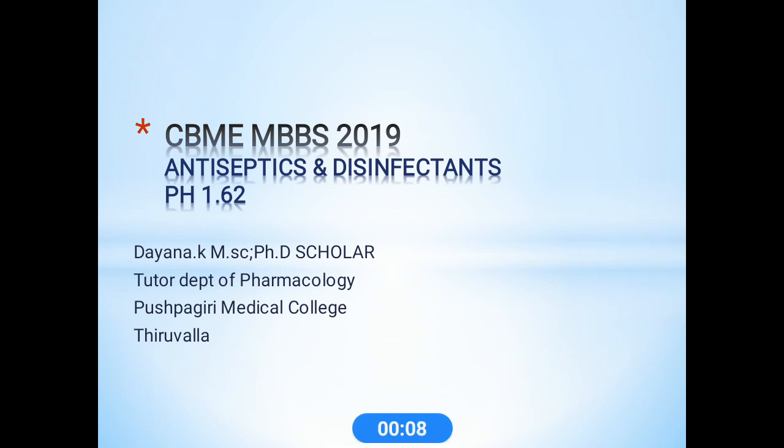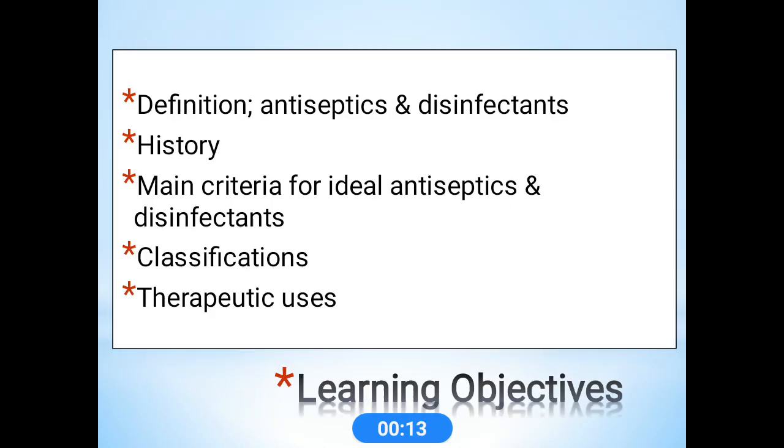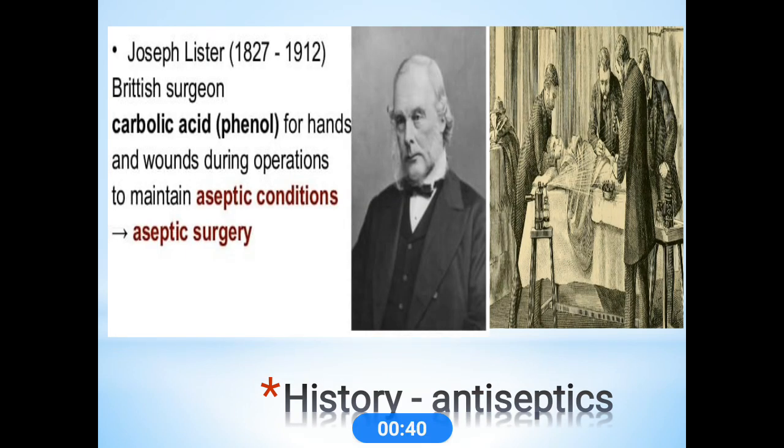This topic is included in your syllabus at page 1.62. These are the main learning objectives of today's class. First, we discuss antiseptics and disinfectants and their differences, then the history, and the main criteria for ideal antiseptics and disinfectants. There are broad categories of antiseptics. Next, we will discuss the different classes of antiseptics and their therapeutic uses.